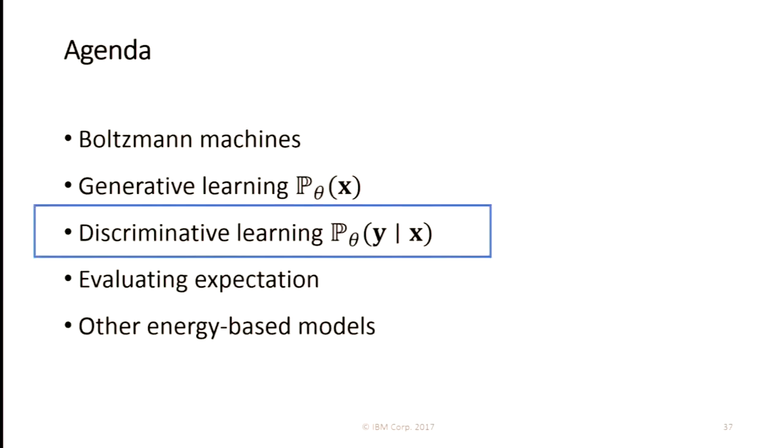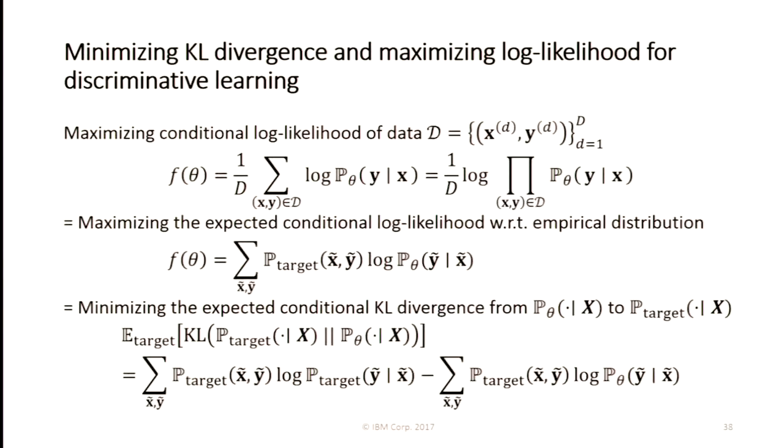Sorry, so we haven't talked about discriminative learning. So let's briefly talk about discriminative learning, where we want to learn the conditional distribution of output values given input values. So a natural objective function for discriminative learning is this. So we want to maximize the conditional log likelihood of data, which looks like this. X is an input and Y is an output. And we want to maximize the log likelihood of output given input over all data.